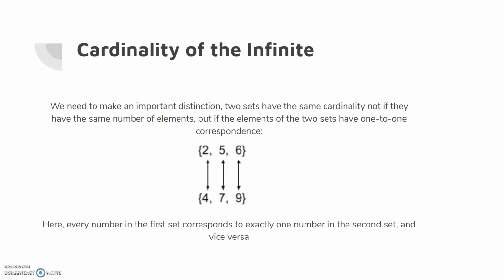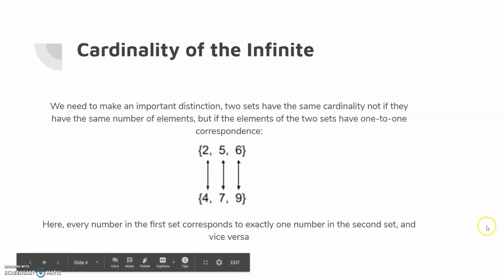We need to make an important distinction. Two sets have the same cardinality not if they have the same number of elements, but if the elements of the two sets have one-to-one correspondence. Technically both these are true, but the same number of elements can be kind of confusing. So just like here, where 2 corresponds to 4, 5 corresponds to 7, 6 corresponds to 9 for the two sets we talked about on the previous slide. Here, every number in the first set corresponds to exactly one number in the second set, and vice versa.